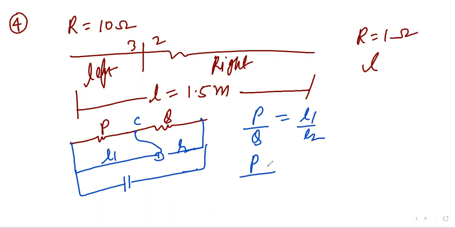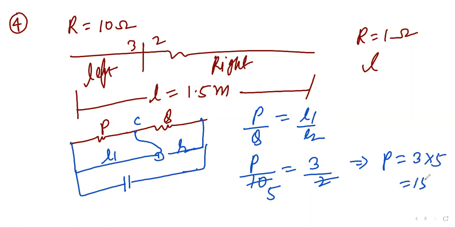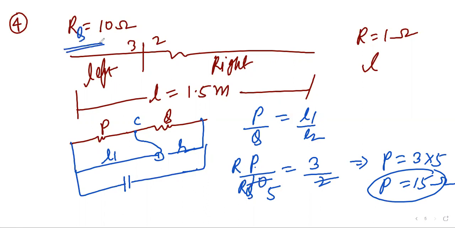So P we don't know. Q value we know, that is 10, right? The 10 ohm resistor. So that will be 10 here. Length ratio we know, 3 by 2. So your P will be equal to this and this will get cancelled by 5. So 3 into 5 is nothing but 15. So the resistance will be 15. Now this is your resistance at P and resistance at Q, right? So this is your Q resistance we know about.